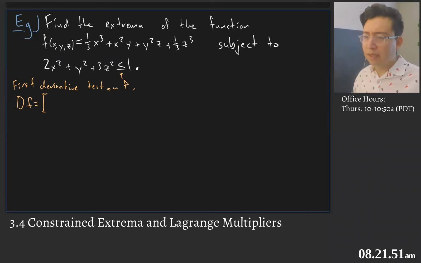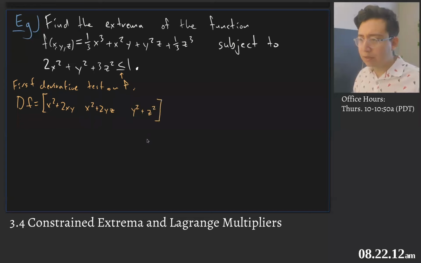So we take the derivatives of this function. We get x squared plus 2xy, and then in the y entry we get y squared plus 2yz, and then in the z entry we get y squared plus z squared. Then we set each of these equal to 0 and see if we get anything interesting.